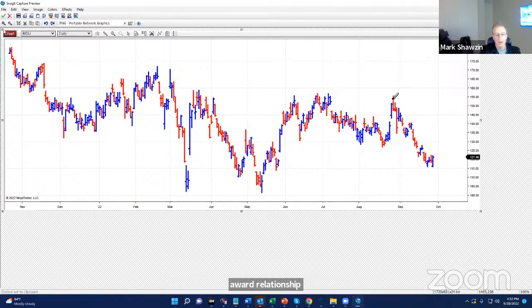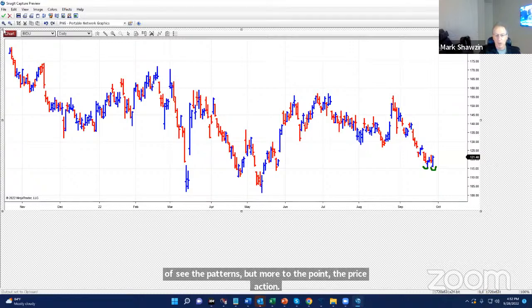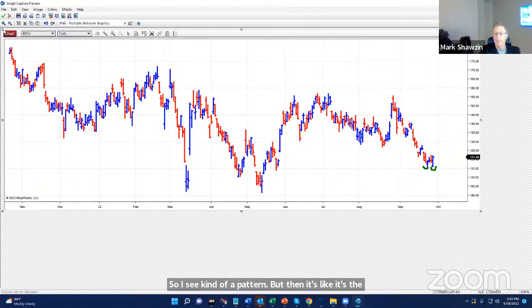So this is where it looks like you're in a downtrend. The whole thing's been a downtrend, but you have to kind of see the patterns, but more to the point, the price action. So I see kind of a pattern, but then it's the price action within the pattern. What do I mean by the price action? You can see that this made a new low, all-time low for several weeks, but by the end of the day, the buyers were in control. And then we came back and consolidated that low, perfect double bottom. And guess what? We closed right on the high of the day.